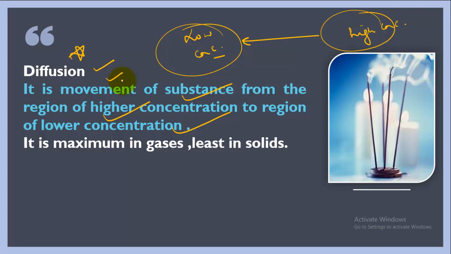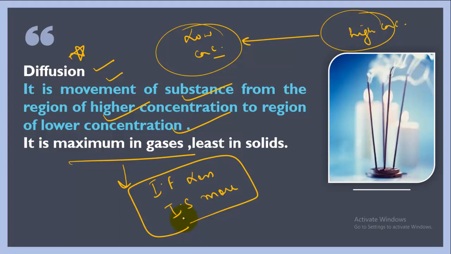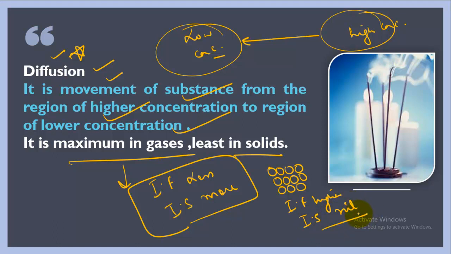So diffusion is an important phenomenon, and we have seen that diffusion is shown maximum in gases. The reason being their intermolecular force is comparatively less and their intermolecular space is comparatively more. So that is the reason they diffuse at a higher rate. But it is least in solids. The reason being, in solids the particles are tightly packed, due to which the intermolecular force is on the higher side and there is very little or almost no intermolecular space. So they cannot diffuse easily.